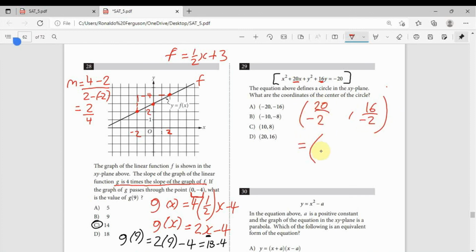20 divided by -2 is -10. 16 divided by -2 is -8. That's B. Wait, sir, could I complete the square? Yeah, but you're not going to do it this way. You're a pure math student, so we're going to do it the rigorous way. But this is the shortcut of finding the center of the circle.